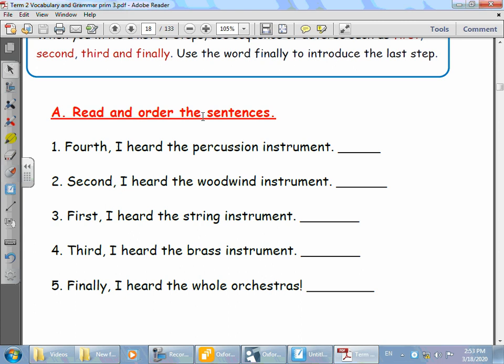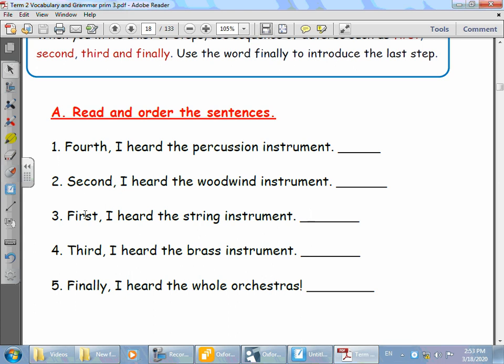Now here it says read and order the sentences. So we have here 5 sentences. We're going to write the order of them by numbers. So for example, if this is number 1, you will write 1, 2, 3, the numbers, okay? It's very easy. I'll give you 2 minutes to answer them on your own and come back to the video, okay? Thank you. Now, what is the first event that happens? Excellent. This is the first event. First, I heard the string instrument. So we will write here number 1.